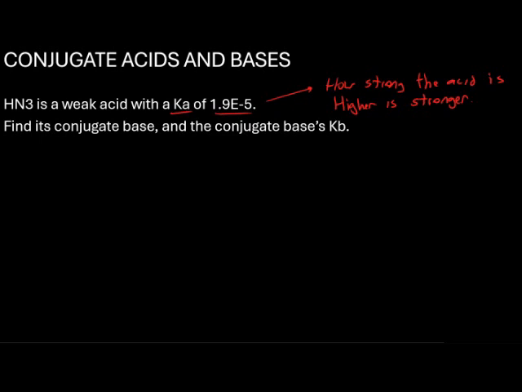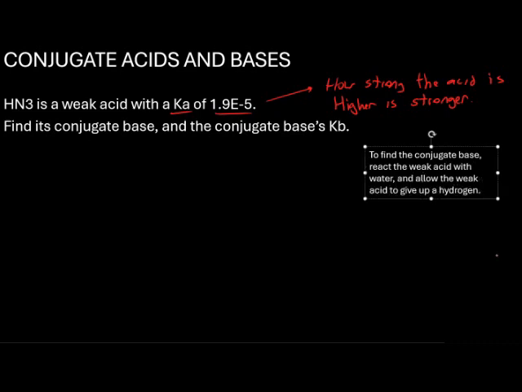In order to find the conjugate base of a weak acid, we react the weak acid with water and allow the weak acid to give up a hydrogen. Let's try that with our acid. We'll begin with HN3 reacting with water. Because HN3 is a weak acid, water will act as a base here.